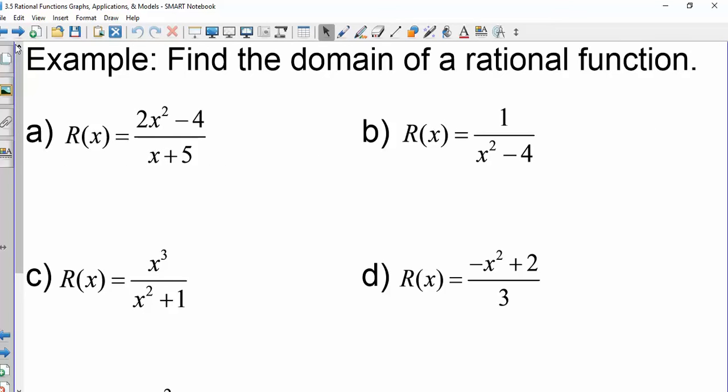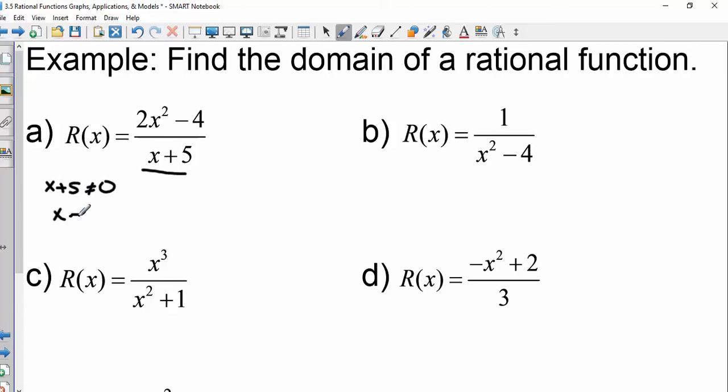So let's take a look at this first one. When you're finding the domain, you don't have to look at the top at all. We are just focused on the bottom. We know that that denominator cannot be 0.